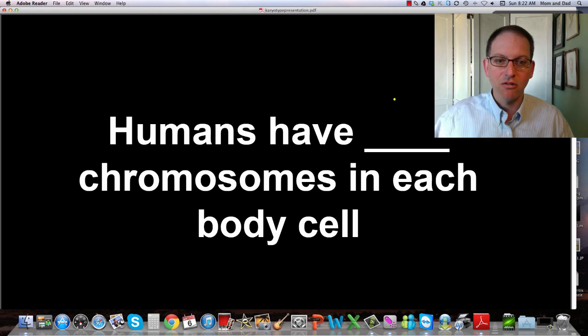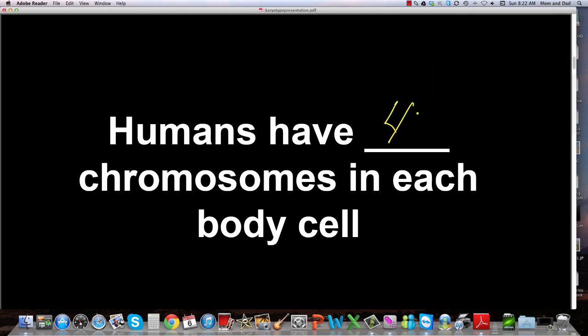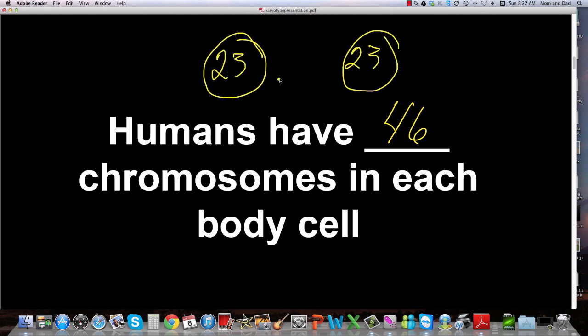Let me get my pen color correctly here. We have 46 chapters, 46 chromosomes in every body cell. And if you remember, in a sperm or egg cell, that would be then how many? 23. So when you have sperm and egg combine, then you get a new person with 46.